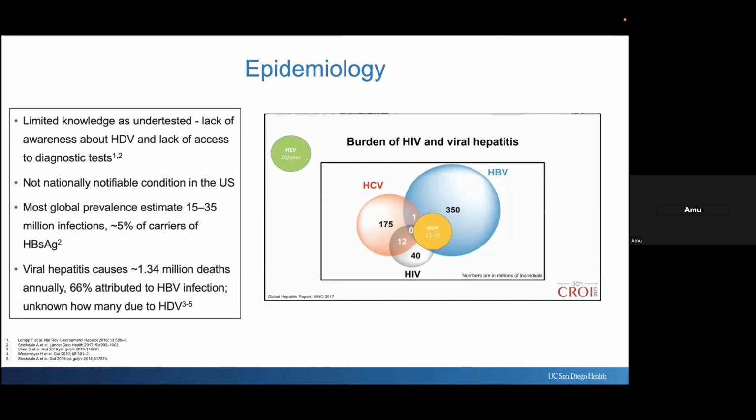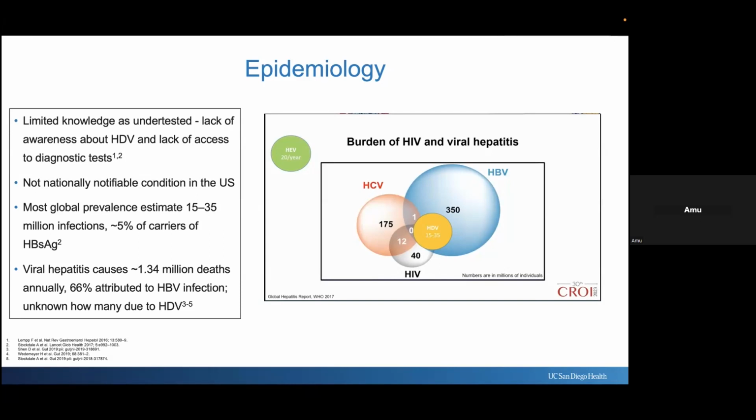It is estimated that about 4% of the global population, around 350 million people, have chronic hepatitis B infection. And among those with chronic hepatitis B, 5 to 10% are also infected with hepatitis D, or an estimated 15 to 35 million people globally.